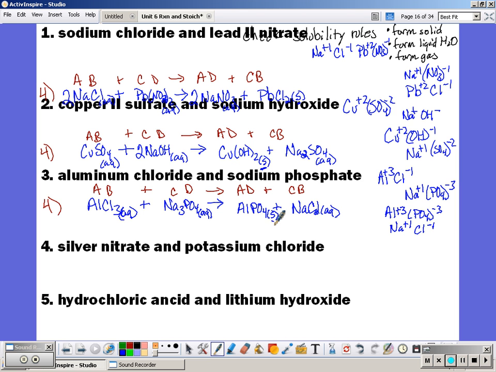To balance it, we can start with our chlorine. We have 3 chlorines, so we're going to multiply by 3. That gives us 3 sodiums and 3 sodiums, so it's balanced.